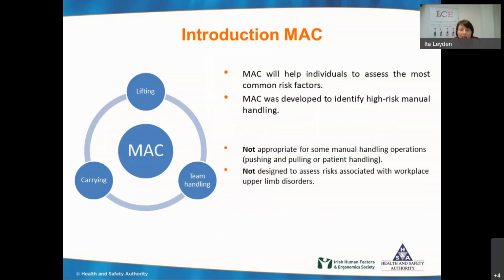So what the MAC tool helps us to do is to identify the most common risk factors associated with manual handling activities. And what you'll notice is that in the workbook, there are 3 different guides to assessing manual handling activities. MAC allows us to assess lifting, and when assessing a lifting activity, we use the lifting guide. When we're assessing a carrying activity, we use the carrying guide. And when we assess a team handling activity, we use the team handling guide. I'm going to explain those to you as we go through the workshop this morning.